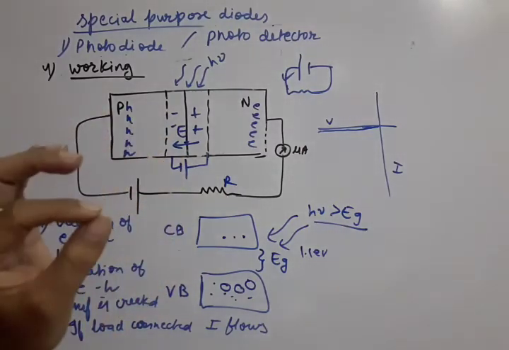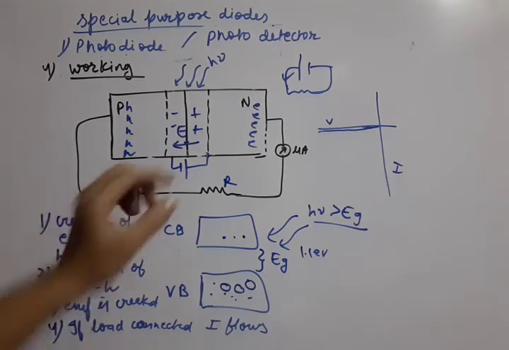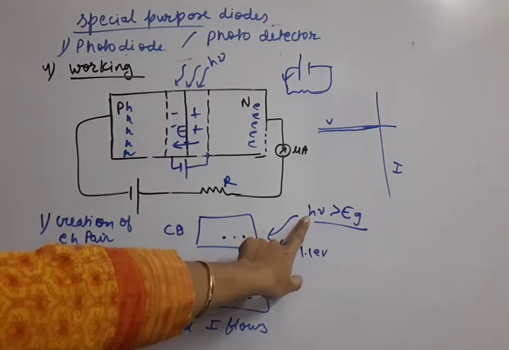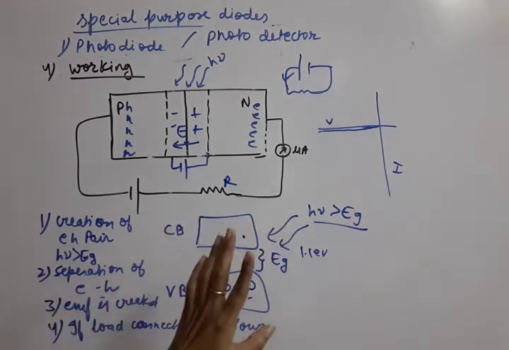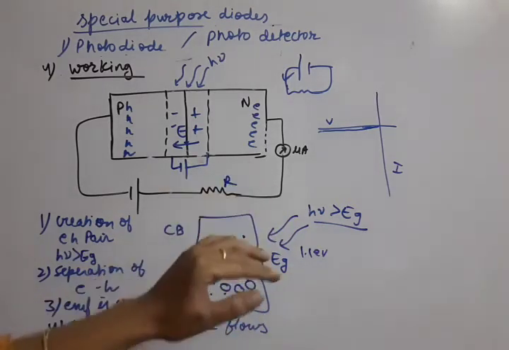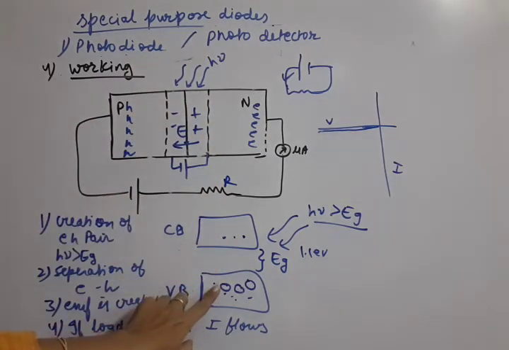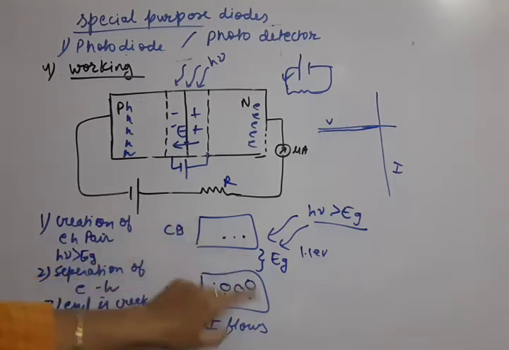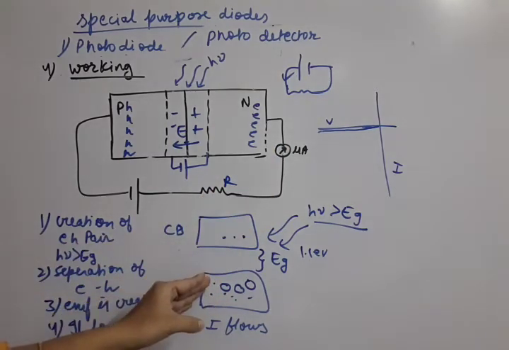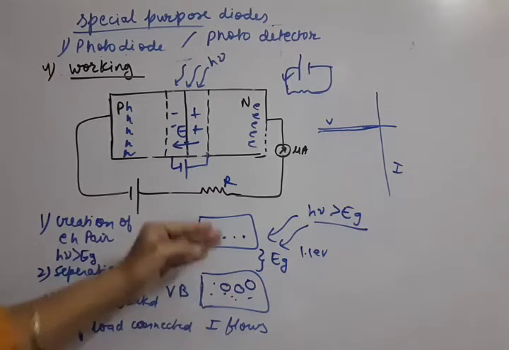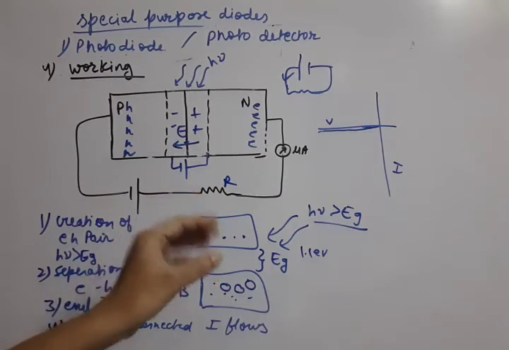Now the intensity part. Intensity means the number of photons falling. If the condition is satisfied that h nu, the energy of light, is greater than the band gap, and we fall more intensity of light on it, more photons will come, and each photon will be absorbed by an electron, so electrons will get shifted. Whatever number of photons are coming, all those photons are liberating electrons from here and making them here. So more charge carriers are generated, which means current will increase.